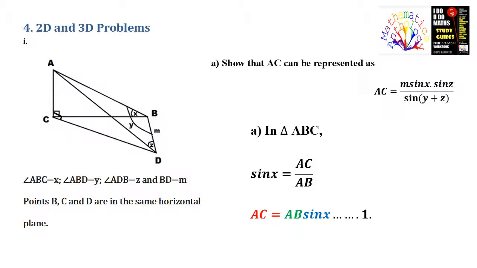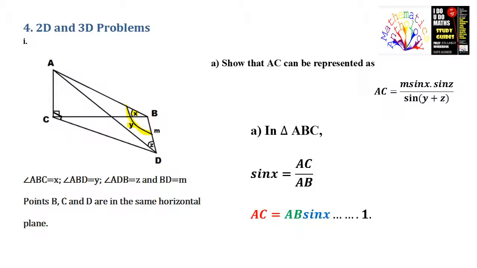Okay, let's look at 2D and 3D problems. So we're given a diagram here and we're given some notes. Let's go through those notes. Angle ABC is equal to X. So angle ABC is this one. There's X here. Angle ABD is equal to Y. So ABD is this entire thing, Y.